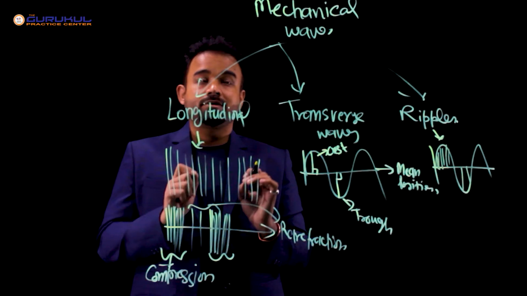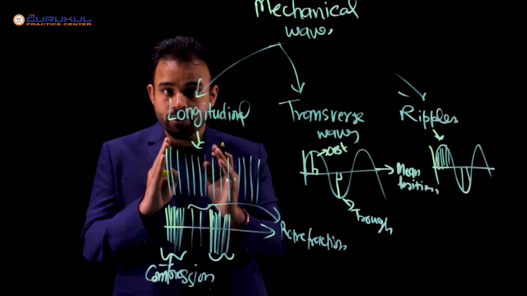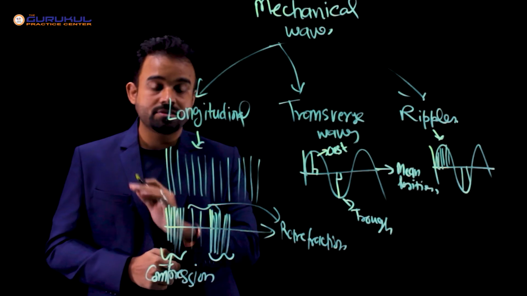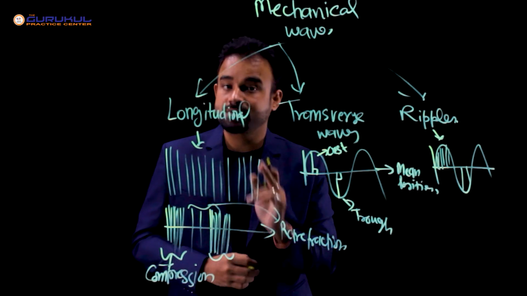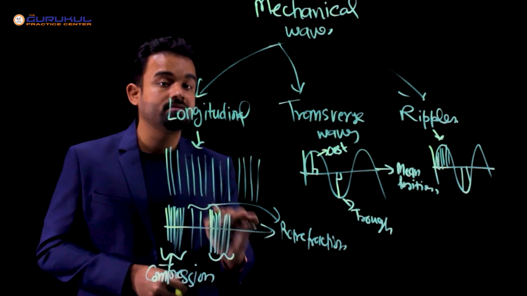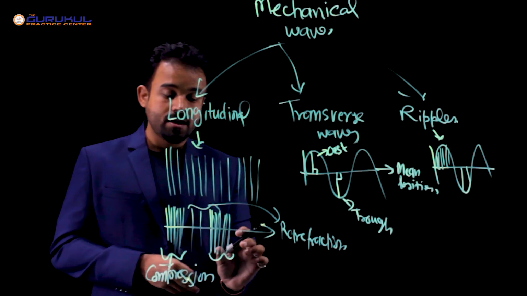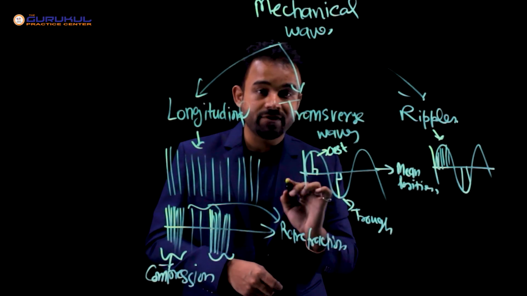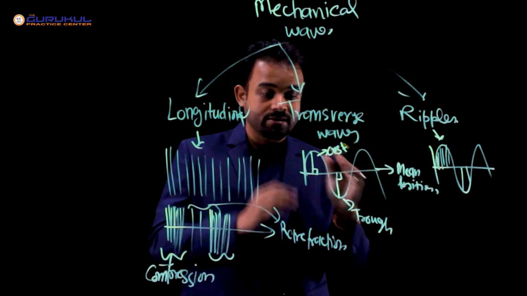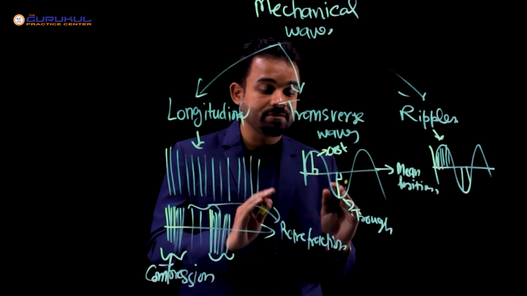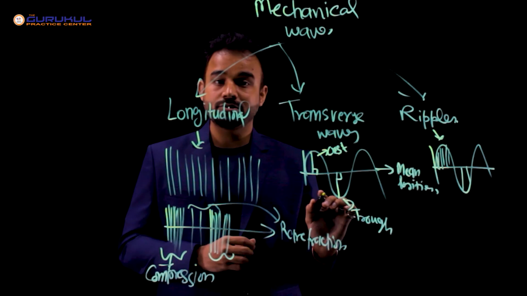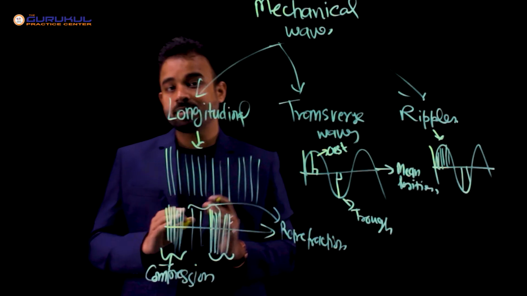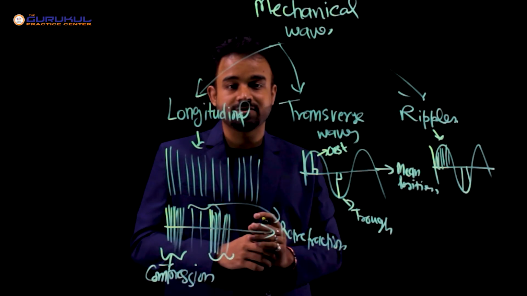So this was all about the types of mechanical waves. Number one, longitudinal. Number two, transverse. Number three, ripples. The longitudinal waves are the waves which travel longitudinally, or lengthwise, or in a straight line, by making compressions and rarefactions. Compressions are the regions of high pressure, rarefactions are the regions of low pressure. Number two, transverse waves: the particle and the wave will never travel in the same direction. They will make a 90-degree angle with the mean position in the form of crest or in the form of trough. Number three is ripple, which is basically a combination of longitudinal as well as transverse wave.